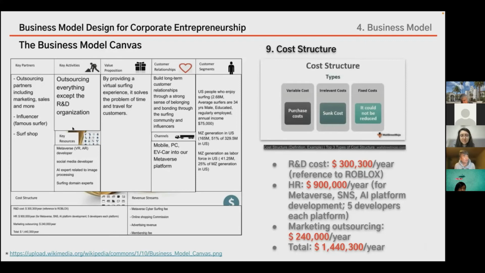Our cost structure like below. So our R&D cost will be expected $300,000 a year. As totally, our cost will be $1.4 million a year.